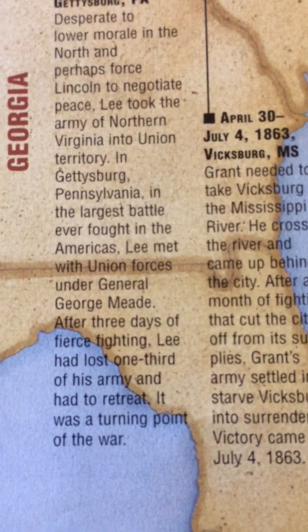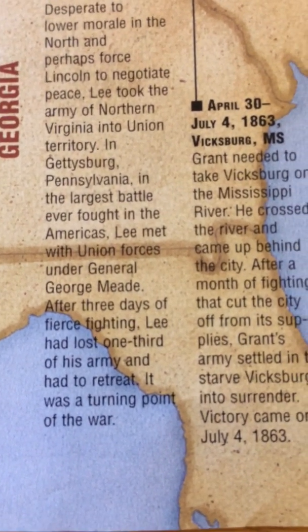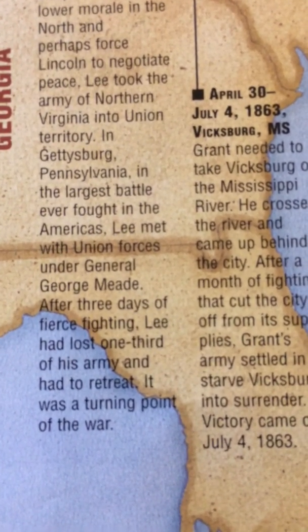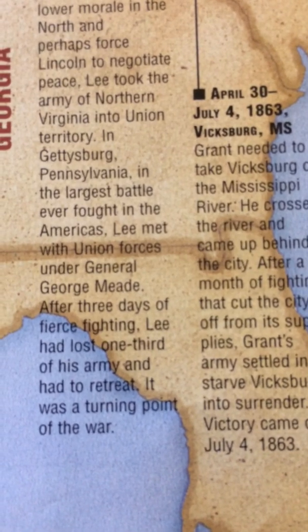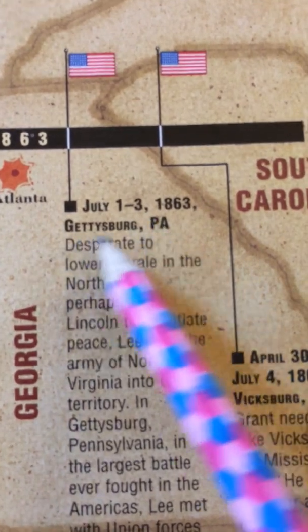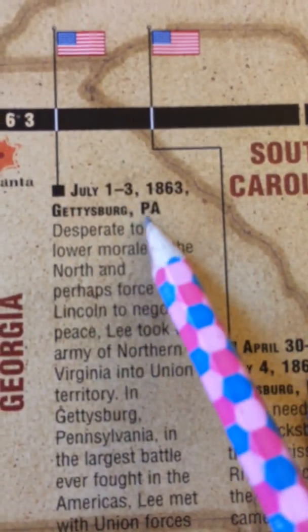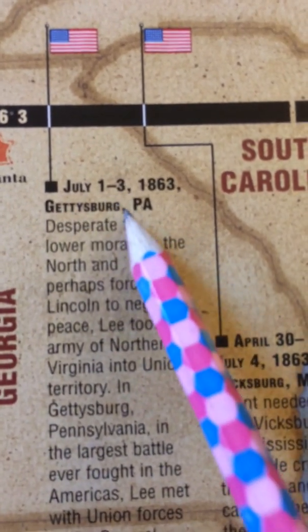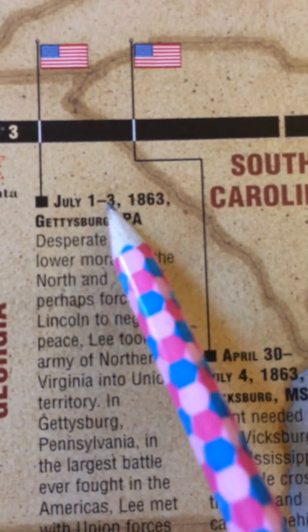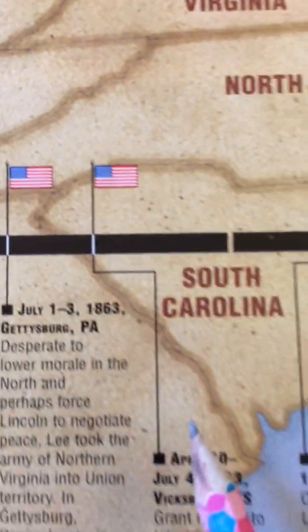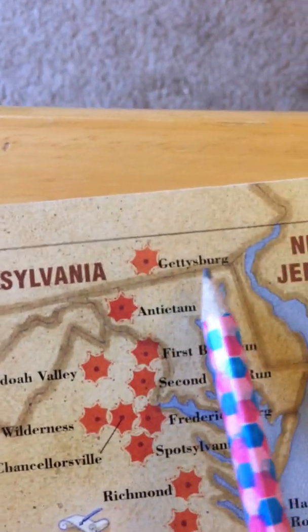After 3 days of fierce fighting, Lee had lost 1/3 of his army and had to retreat. It was a turning point in the war. At that point, they weren't in their territory, and the North started having more victories, which is what we mean by the turning point. Here we go. Pennsylvania, Gettysburg.